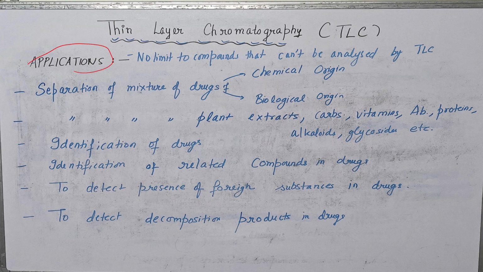The last topic is applications of TLC. There is no limit to the compounds that can be analyzed by TLC. A few of the compounds I have written here: separation of mixtures of drugs of chemical origin or biological origin, like plant extracts, carbohydrates, vitamins, antibiotics, proteins, alkaloids, glycosides, etc. All these can be separated and identified by using TLC. It is also used for identification of drugs and related compounds of drugs. We can also detect the presence of foreign substances or impurities in a drug through TLC, and it can help us to detect decomposition products in a drug.